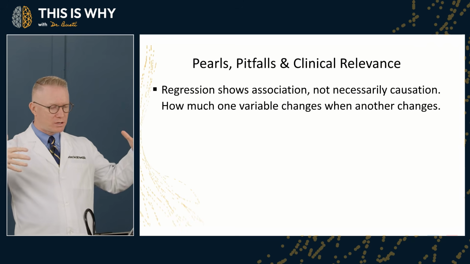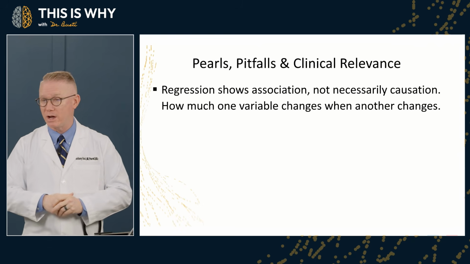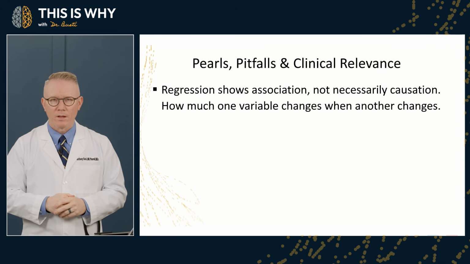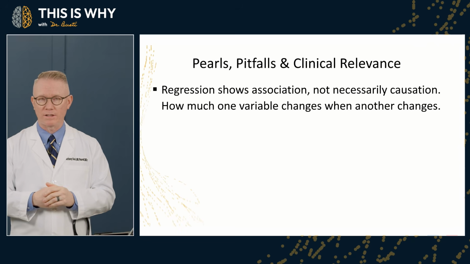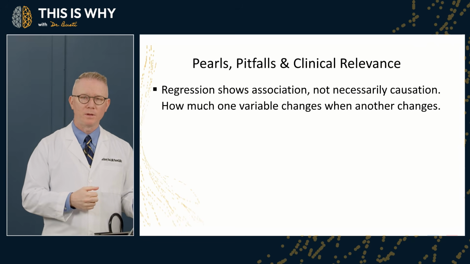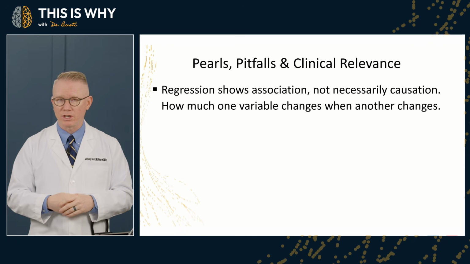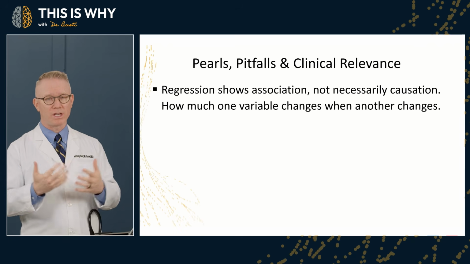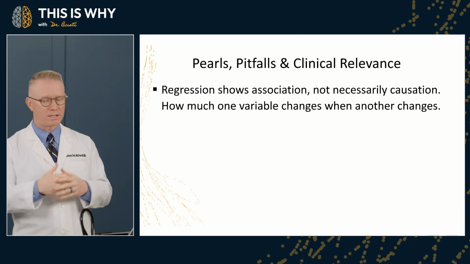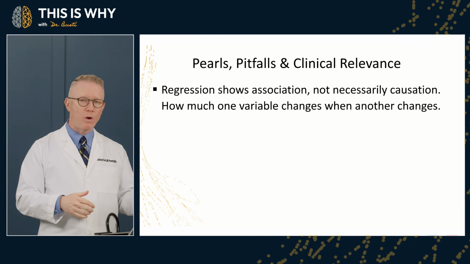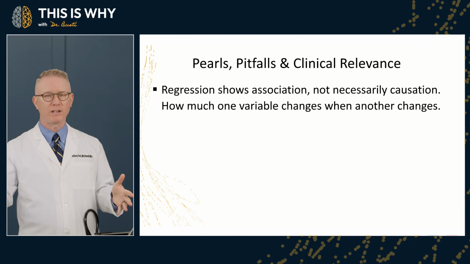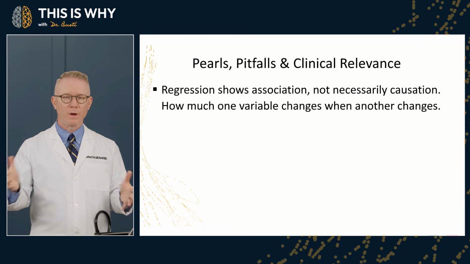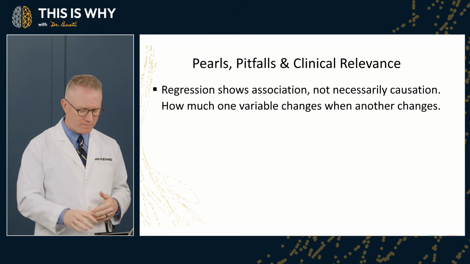So now as we start to close up on this conversation, there are a few pearls and pitfalls, some degrees of clinical relevance that I just want to make sure that we hit on. The first is that regression shows us associations, not causation. And it's really about how one variable changes when another one is also potentially changing. What impact does it have?